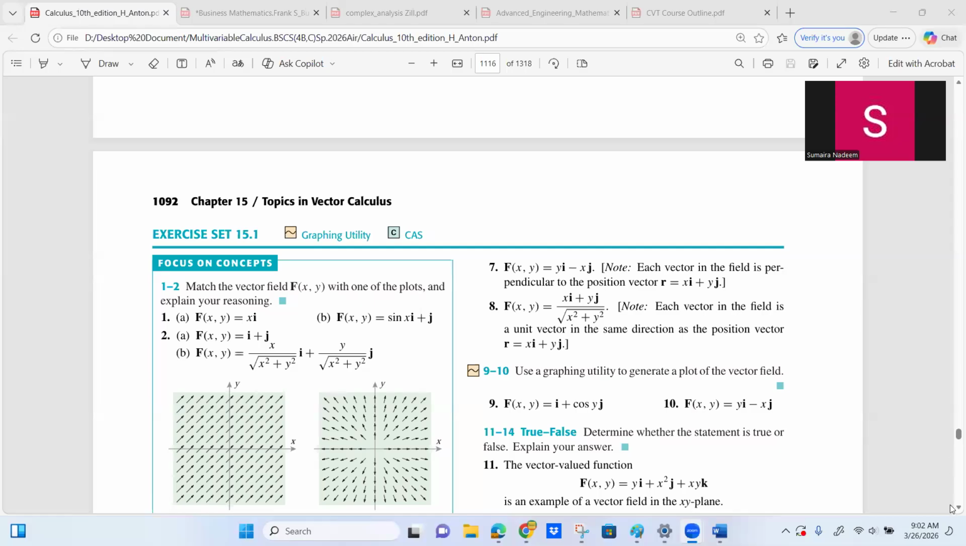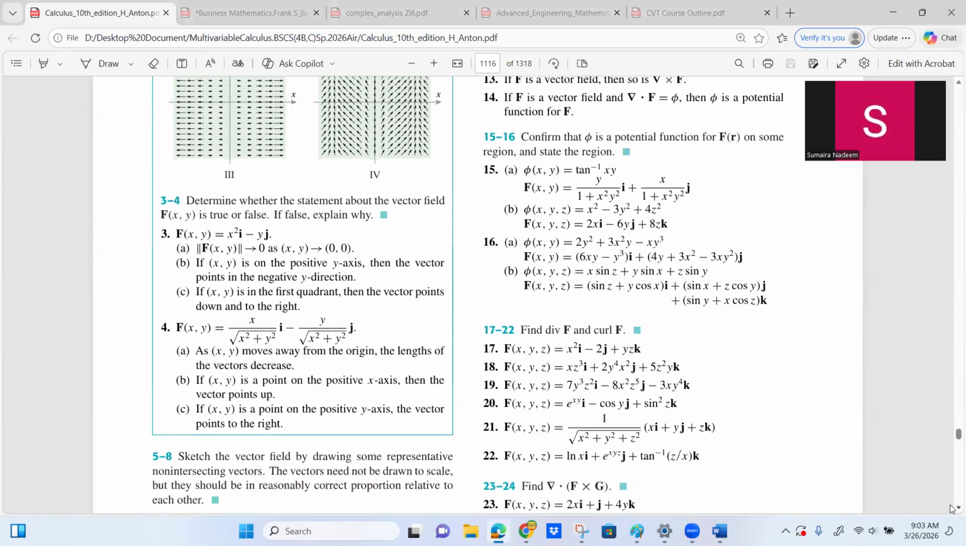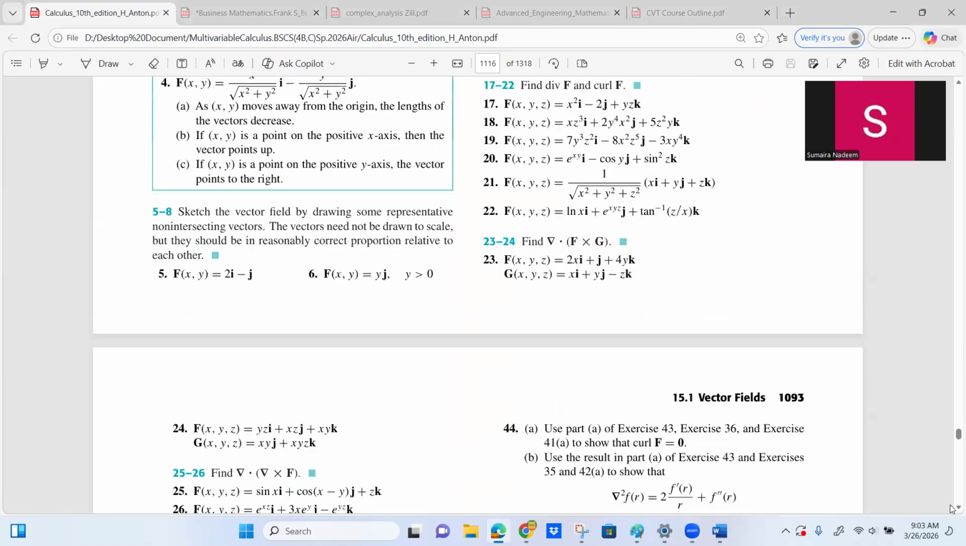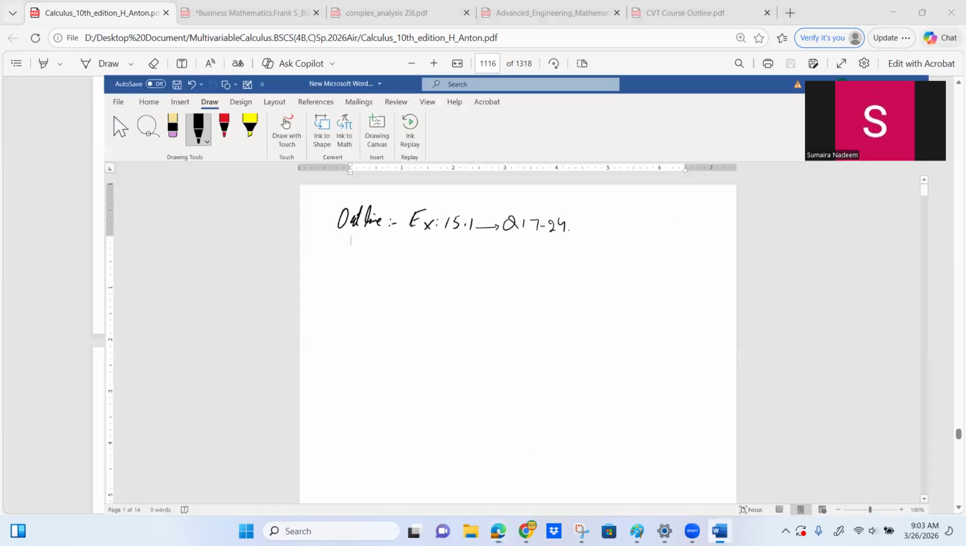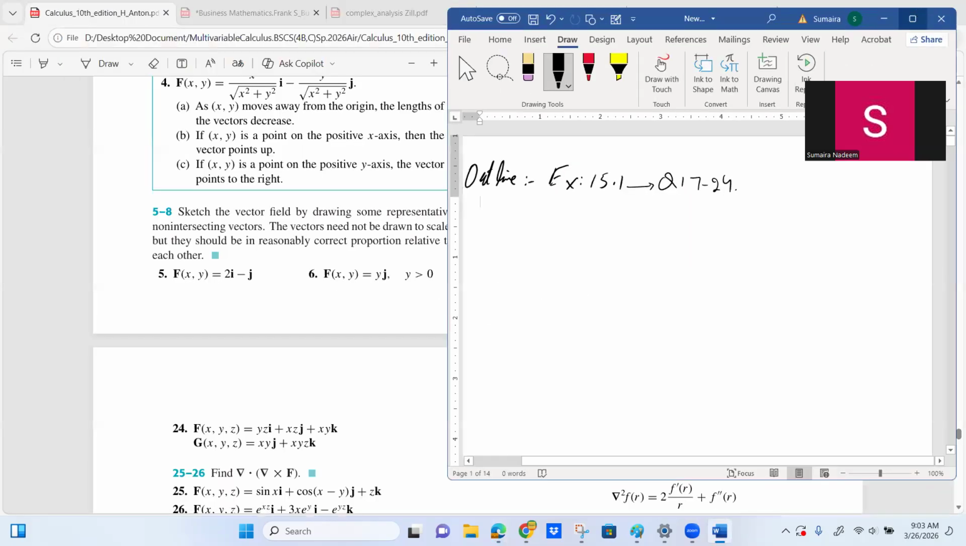Okay, students, this is exercise 15.1 from the Harvard Anton book, and the topic is obviously topics in vector calculus. We are starting from exercise 15.1, questions 17 to 24, according to your course outline. In the last class we did the divergence of f and the curl of f, and in this class we will discuss the gradient dot f cross g. This is your course outline, and now I will write the question statement.